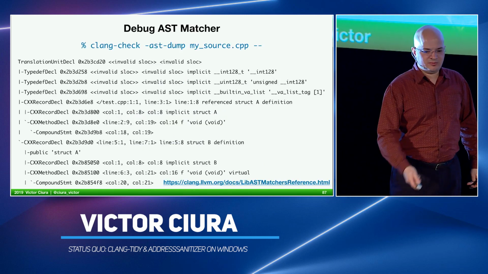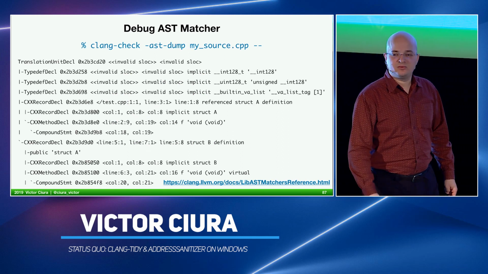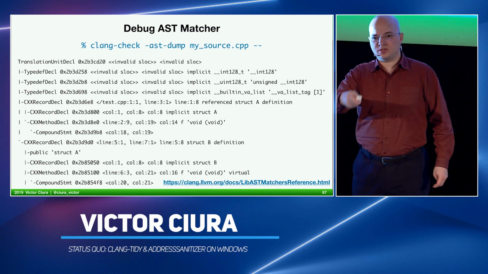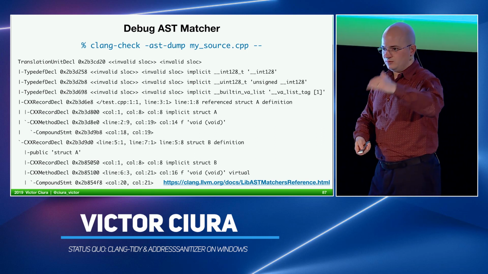There are ways to automate and build. This is how an AST matcher would look like if you dump it with Clang check. So you can dig through it and see the structure of your code you're targeting and see what you need to match inside.